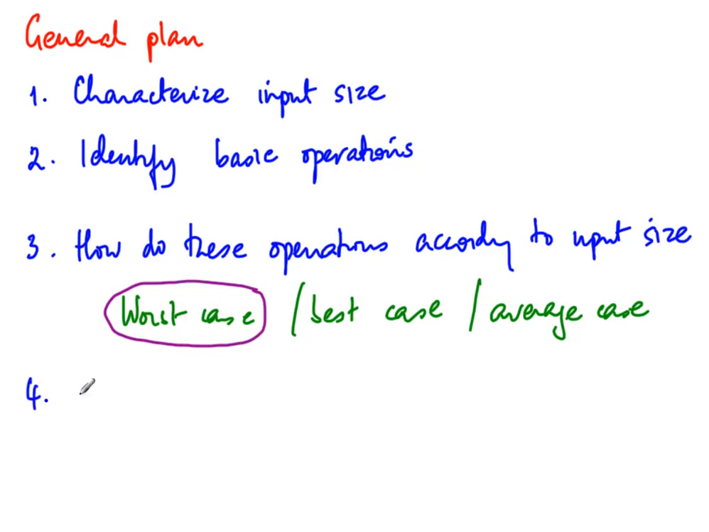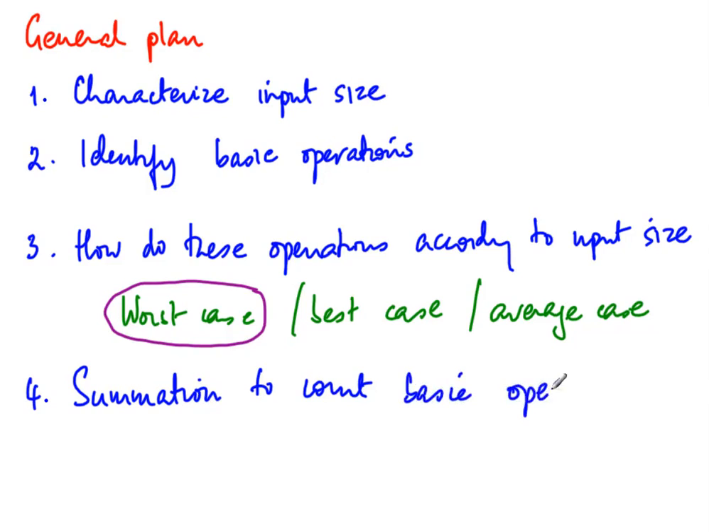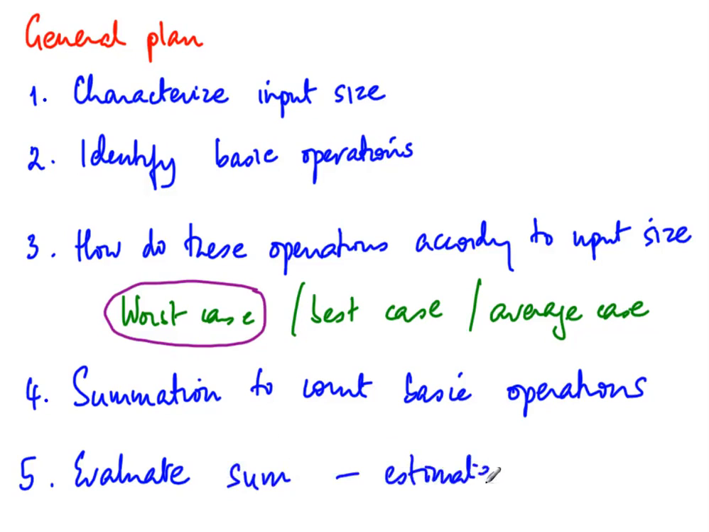Then after this, as we saw there, we set up some kind of a summation to add up across all the iterations of the loop, how to count the basic operations. And the last step is to actually evaluate the sum. So in some examples like the one we just saw, you can actually add it up and get an explicit answer. Otherwise, you at least want to estimate the order of magnitude. Even if you can't get the exact answer, you want to know whether it's n or n squared or whatever.